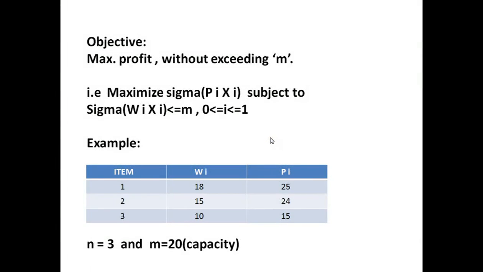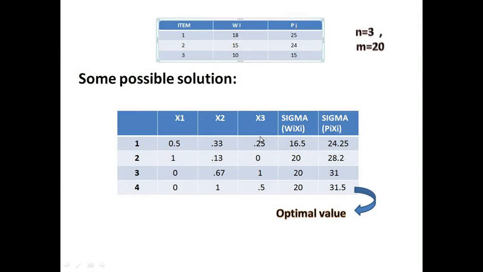Thus, the objective of this problem is to put the objects into a knapsack that maximizes the total profit without exceeding the capacity of the knapsack, that is m. Thus, the problem is to find a solution that maximizes sigma Pi xi, that is the profit, subject to sigma Wi xi less than or equal to m. That is, the weight in the knapsack should not exceed the capacity of the knapsack.